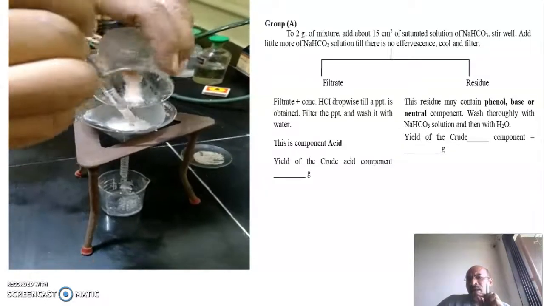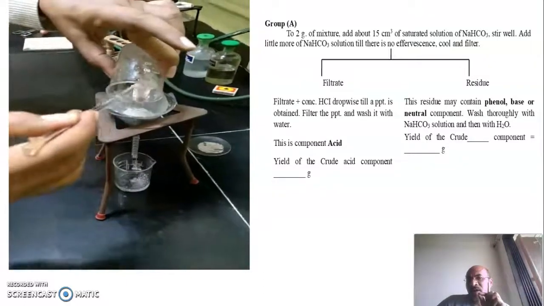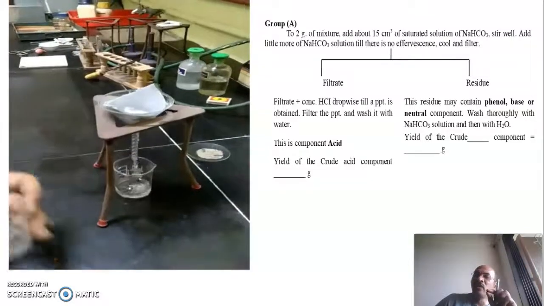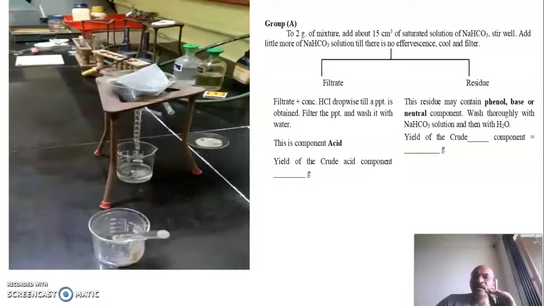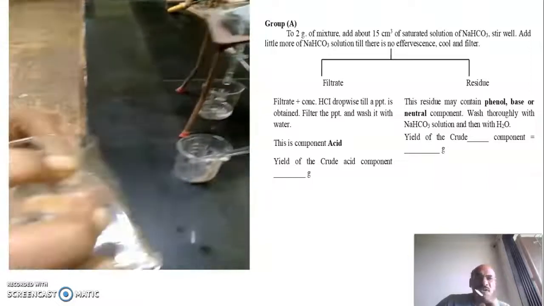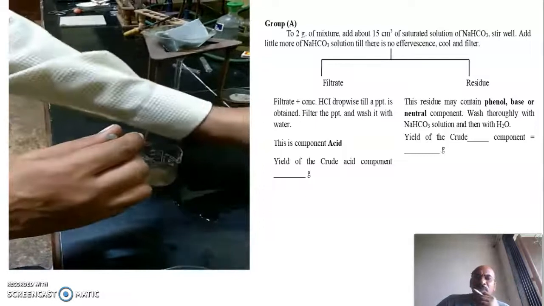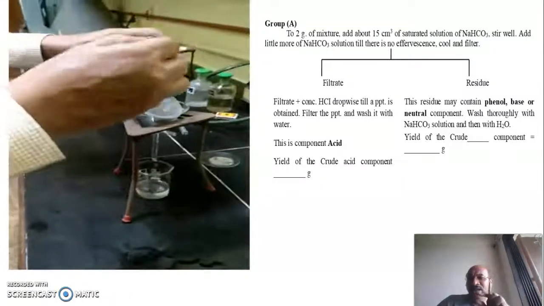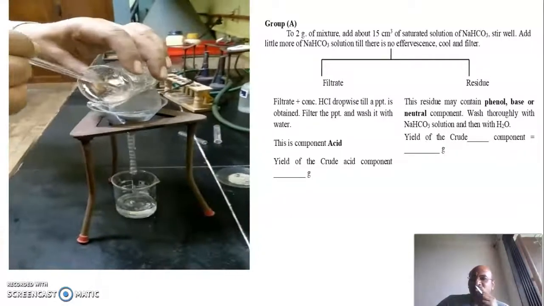Now what is remaining there on the filter paper? Residue, solid. One component remaining there which has not reacted with sodium bicarbonate, and we know that it is insoluble, so it does not get dissolved in water. It remains there as a solid on the filter paper as it is, and that is the residue. What type of residue will that be? Either phenol, base or neutral, other than acid. And where is the acid? The acid is there in the beaker in solution state as a salt.